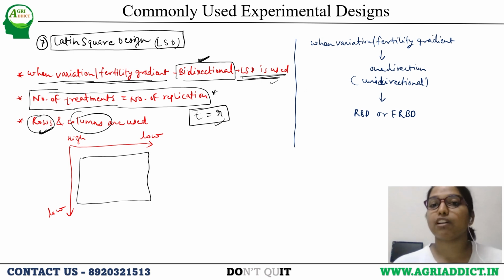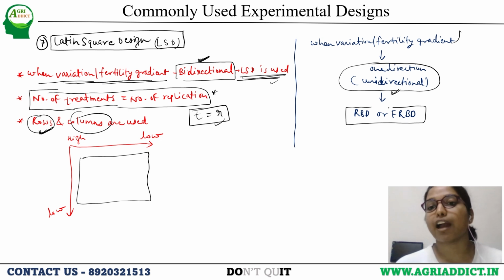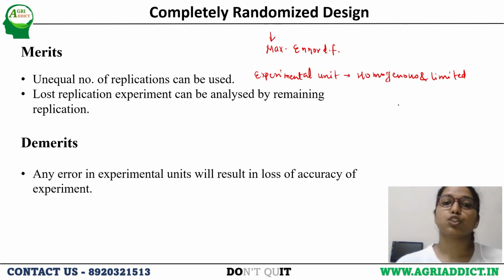Here I have included one point: when variation or fertility gradient is one directional, or unidirectional, then what designs can we use? It will be RBD and factorial RBD. When the variation is unidirectional, we'll be using RBD and FRBD. Next is completely randomized design. We will study it in depth.